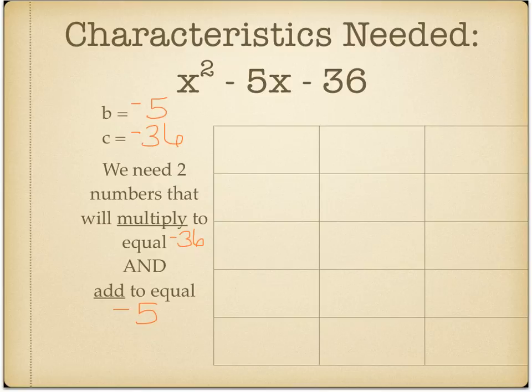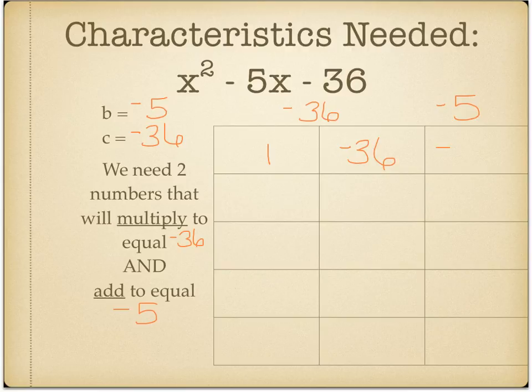So let's list our factors of negative 36 and pick the pair that adds to equal negative 5. So let's start. And you can start with any two that you like. I'm going to start with 1 and negative 36. Is there any time that I'm ever going to be able to add 1 and negative 36 to get negative 5?